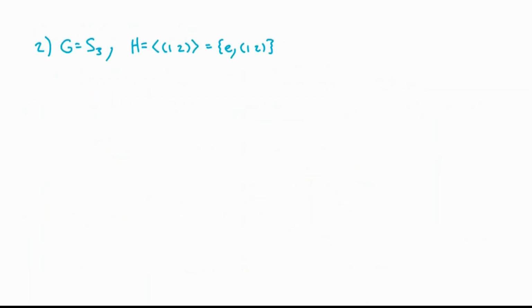Now let's see what happens if we try to mimic this construction with G equals the symmetric group of degree 3, and with H being the subgroup of S3 generated by the transposition (1 2). So first of all, let's work out what the quotient space of G modulo H looks like. And in this case, because the index of H in G is 6 divided by 2, which is 3, we can just list out the three distinct left cosets of G mod H.